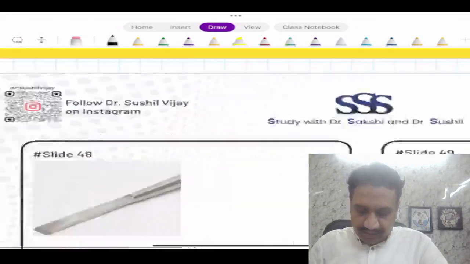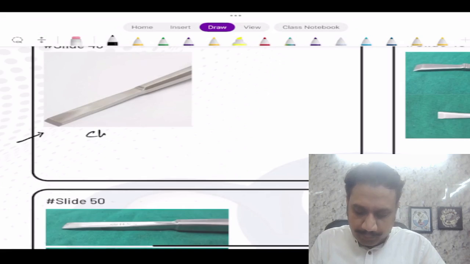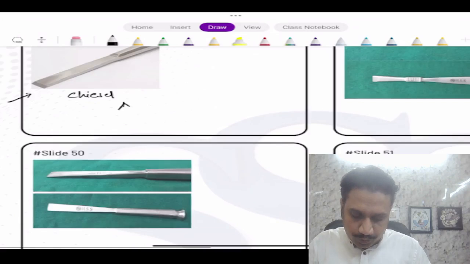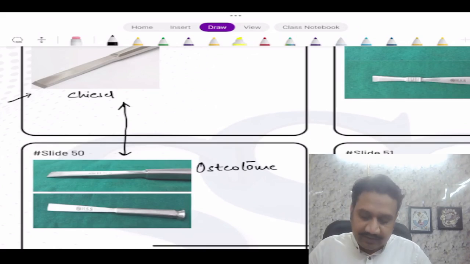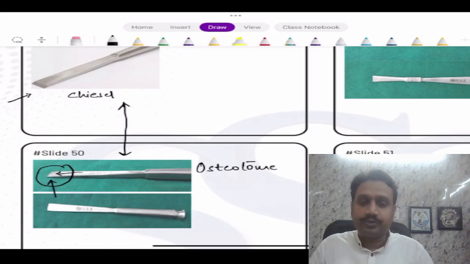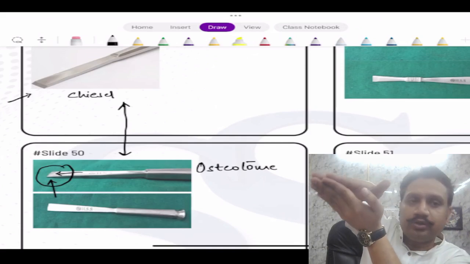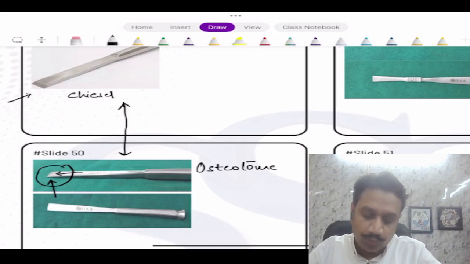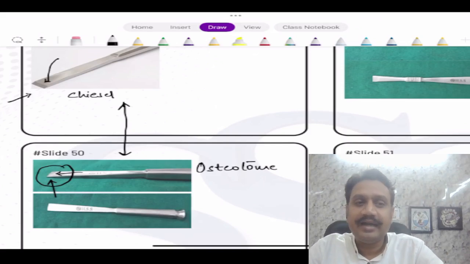If you see this one, this is the bone chisel. This bone chisel can very well be confused with the lower instrument here, and this one is the osteotome. What is the basic difference between the osteotome and the chisel? Look at this. The osteotome has both the edges sharp, this one as well as this one. It is very sharp from both ends, but the chisel is sharp only from one edge and is beveled from the upper edge like this. That is the difference between the chisel and the osteotome.